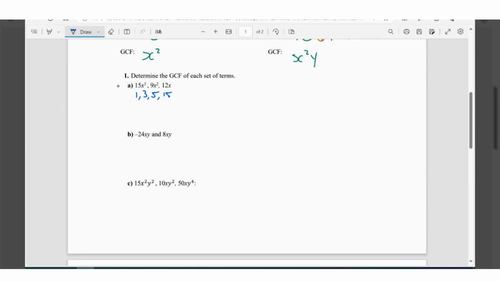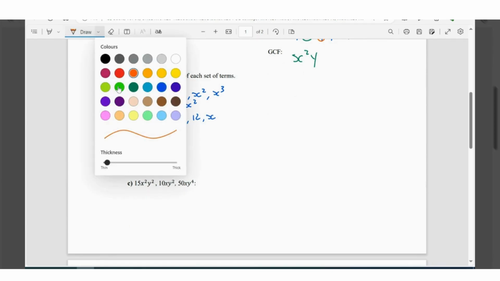And let me do it here, 15x cubed. And the x's would be x squared, x cubed. For the 9x squared, looks like we'd have 1, 3, 9, and we'd have an x and an x squared. And for the 12x, we'd have a 1, 2, 3, 4, 6, 12, and we'd have an x.